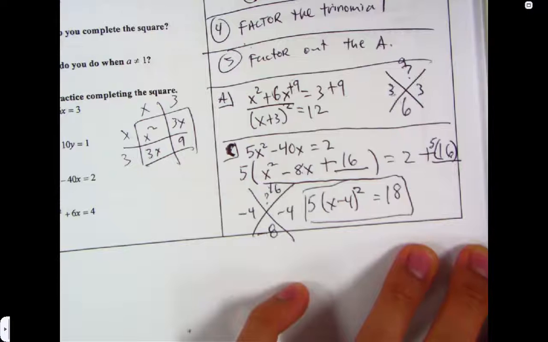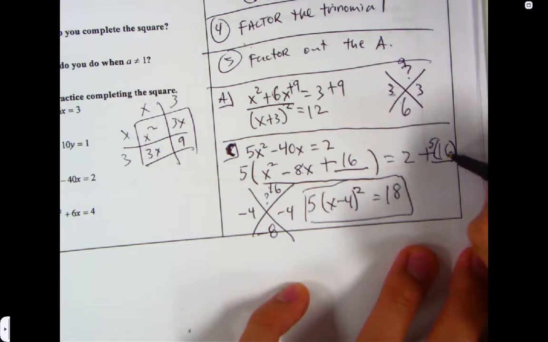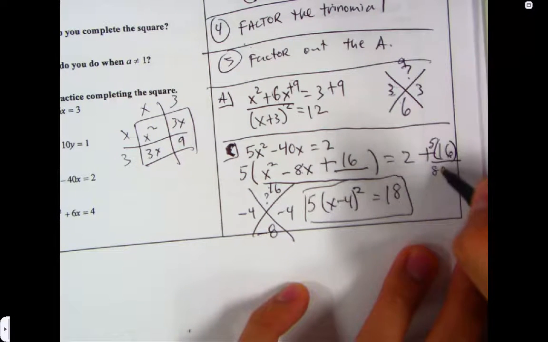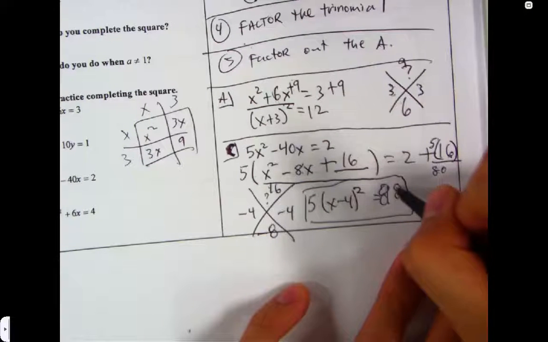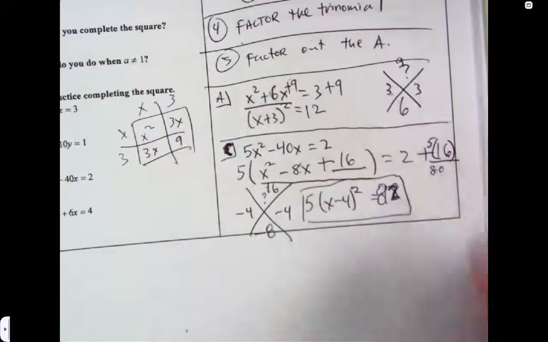Okay. So sometimes we all make mistakes. Okay. 5 times 16 is 80. 80 plus 2 is 82. So let's make a correction. That should be 82. Okay.